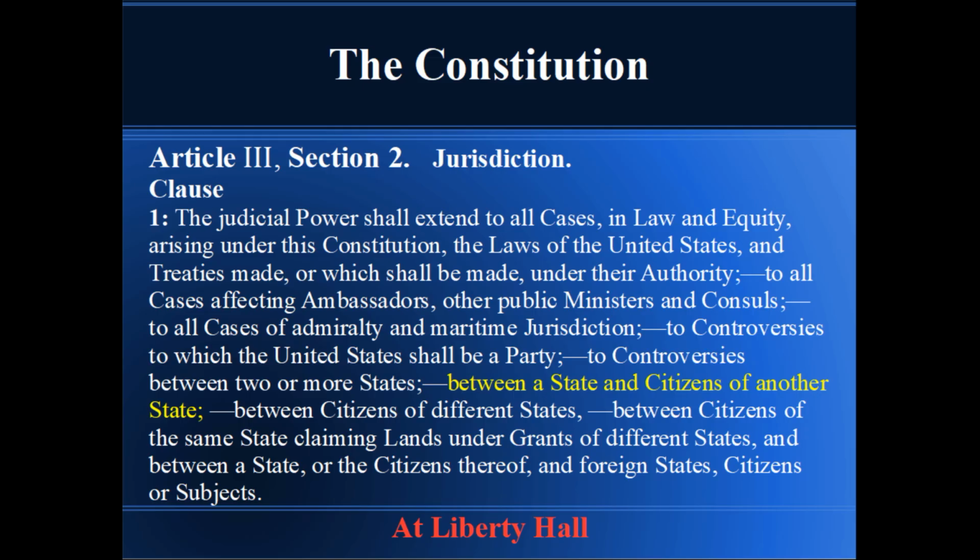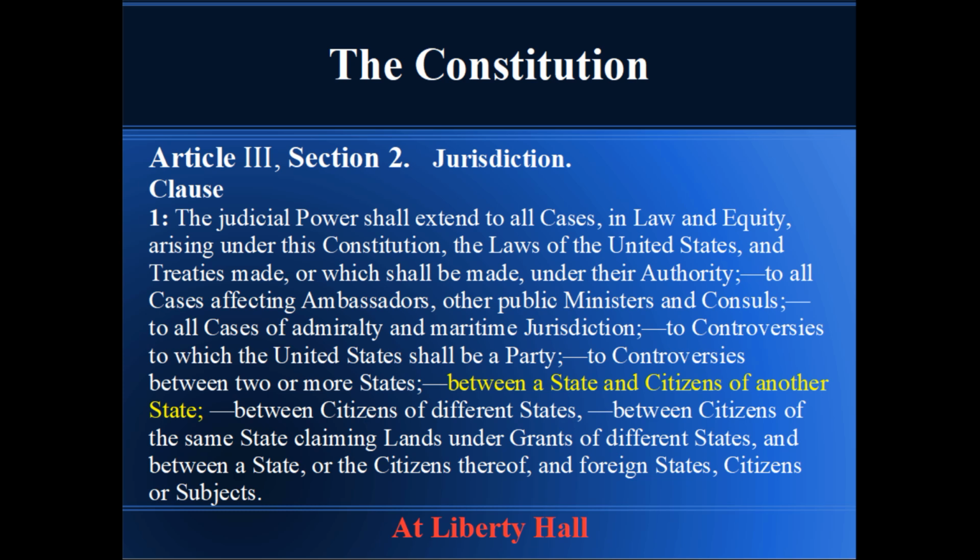Article 3, Section 2. Jurisdiction. Clause 1. The judicial power shall extend to all cases in law and equity arising under this Constitution, the laws of the United States, and treaties made, or which shall be made, under their authority, to all cases affecting ambassadors, other public ministers and consuls, to all cases of admiralty and maritime jurisdiction, to controversies to which the United States shall be a party, to controversies between two or more states, between a state and citizens of another state, between citizens of different states, between citizens of the same state claiming lands under grants of different states, and between a state or the citizens thereof and foreign states, citizens or subjects.